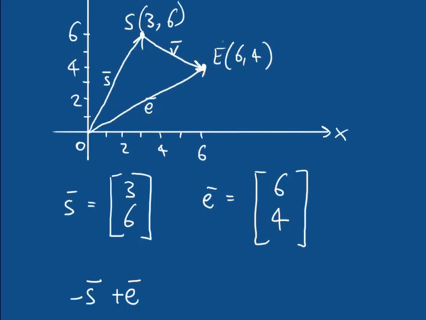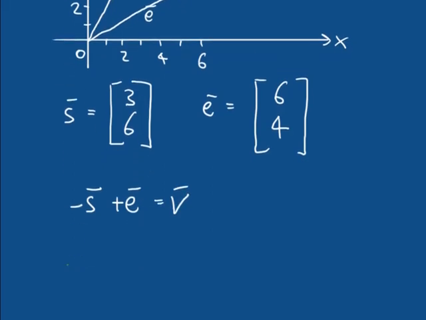Again, we've seen this when we added and subtracted vectors. So I've started at this point, travelled down to the origin, then back up, but that is the same as starting here and travelling directly there. So this is equal to our vector v. If I was to rewrite this, I could say v is equal to E minus S.